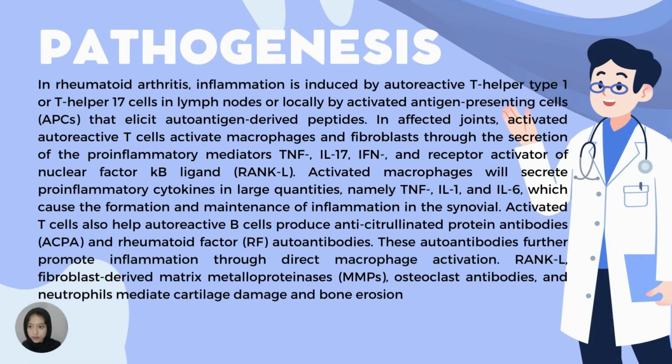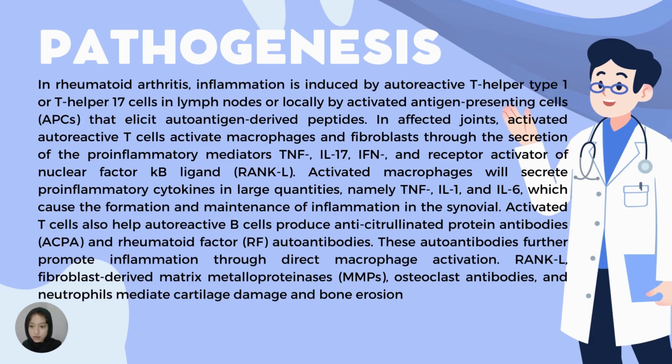It is induced by autoreactive T helper type 1 or T helper 17 cells in lymph nodes or locally by activated antigen presenting cells, or APCs, that elicit autoantigen-derived peptides. In affected joints, activated autoreactive T cells activate macrophages and fibroblasts through the secretion of pro-inflammatory mediators: TNF, interleukin 17, IFN, and receptor activator of nuclear factor kappa-B ligand, or RANKL. Activated macrophages secrete pro-inflammatory cytokines in large quantities, namely TNF, interleukin-1, and interleukin-6, which cause the formation and maintenance of inflammation in the synovial.